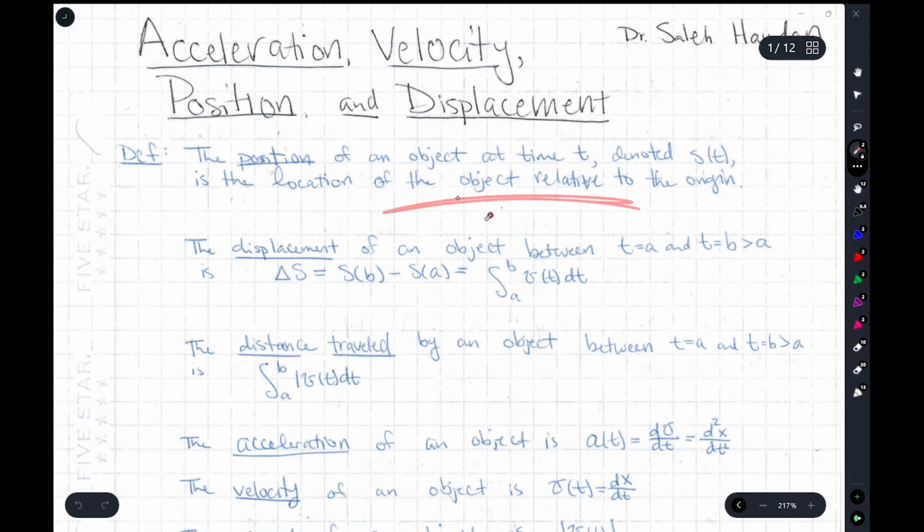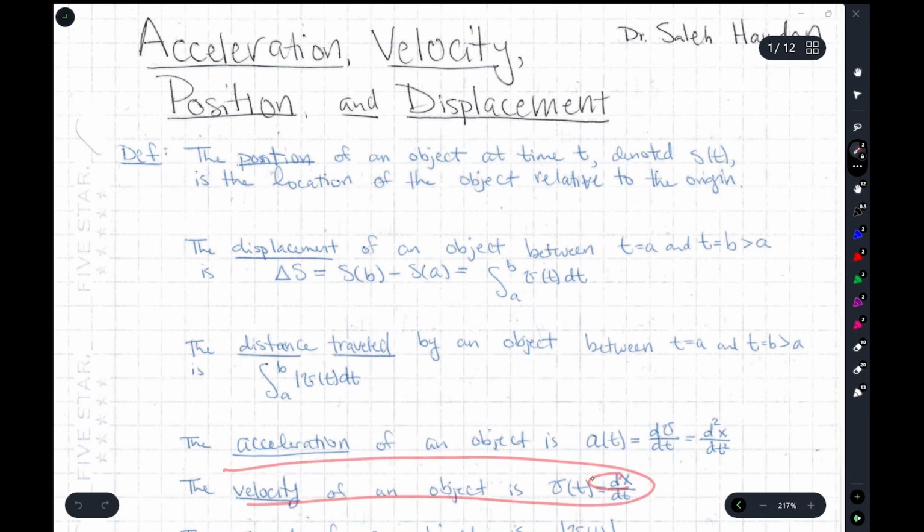And what this means is that the position can be positive or negative, or zero. Okay? The displacement is the change in position. Okay, that's its definition. So the displacement from time t equals a to time t equals b, which is strictly greater than a, is this over here. And let's jump ahead and look at velocity.